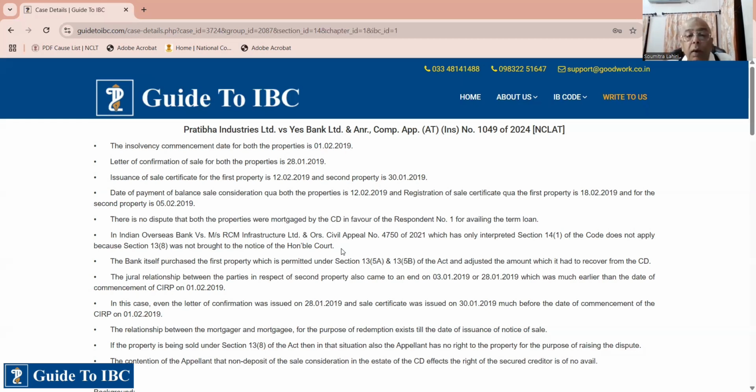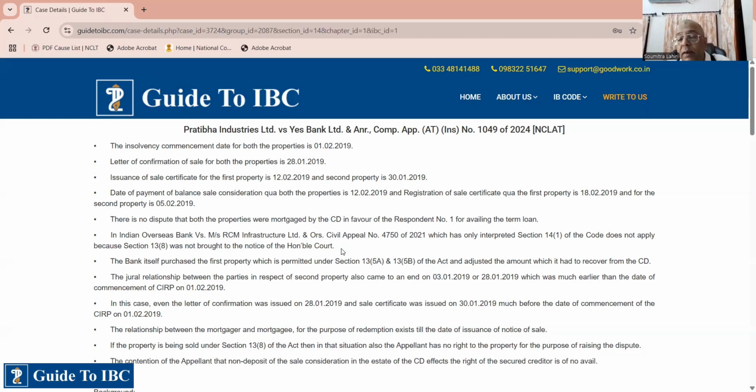The relationship came to an end on 3/1/2019 or 28/1/2019, which was much earlier than the date of commencement of CIRP, 1/2/2019. In this case, even the letter of confirmation was issued on 28/1/2019. The sale certificate was issued on 3/1/19, which was much before the date of commencement of CIRP on 1/2/2019. So much before is 1 day or 2 days before. Right? So if you look at it from Indian Overseas Bank versus RCM Infrastructure, yes, this contradicts.